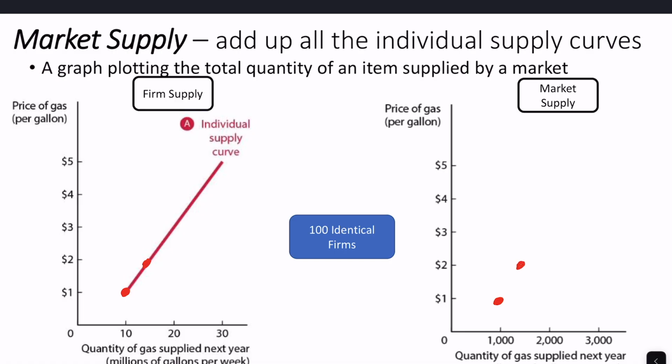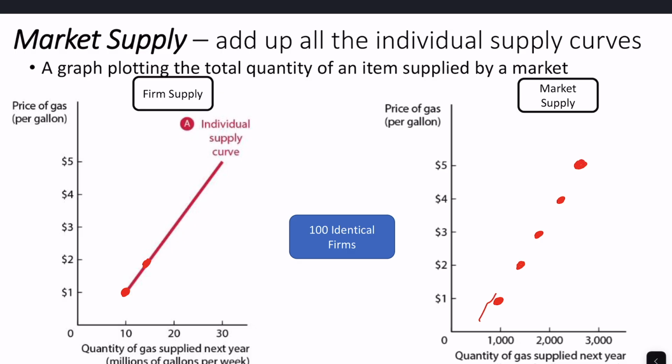At $3, it's 20, so we'll do 2,000. At $4, it's 25 for the individual firm, so now we'll get 2,500. And at $5, it's 30 for the individual firm, so here we'll get 3,000 when we multiply by 100.